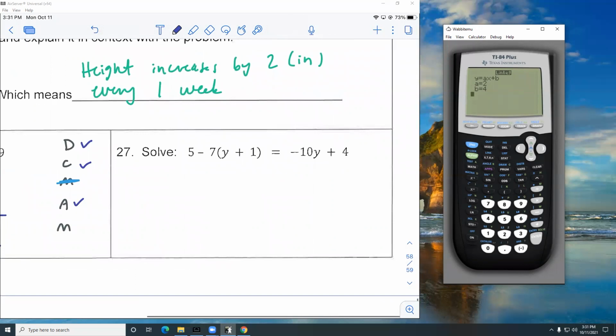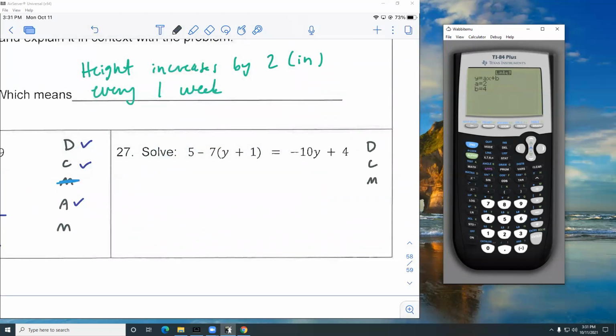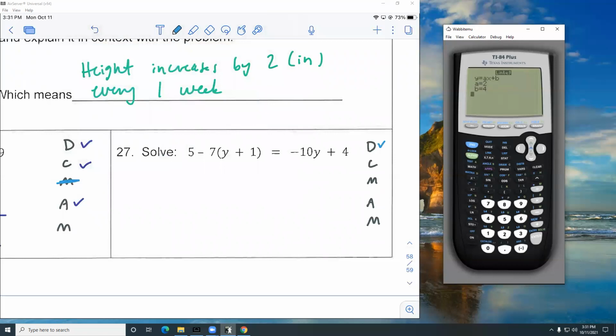Number 27, don't call me after midnight, then we're going to be done. Again, I see some parentheses, so I'm going to do my distributing. Now, in this case, I have a -7 that I'm multiplying in. So I keep my 5 the same. 5 minus 7y minus 7 equals -10y plus 4.